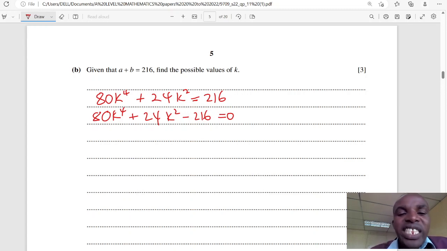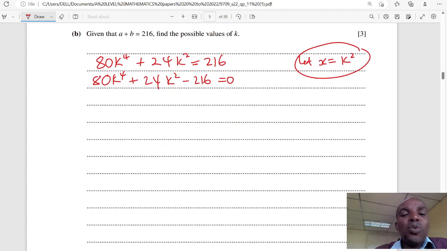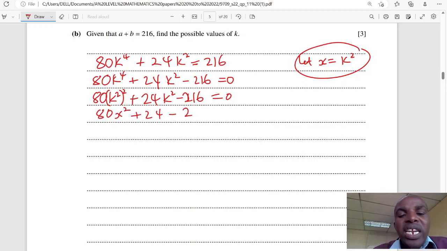So you can say there is k squared here, so you have to say, let x equal k squared. So this is the item that you have to use. They always lead you to quadratic. So this will be, I can say 80 k squared squared, so that there will be k squared on this part, plus 24k squared minus 216 is equal to 0. Then it will be 80x squared, because x is k squared, plus 24x minus 216 is equal to 0. Right? Can I be able to simplify this one? By 2, by 4, by 8.